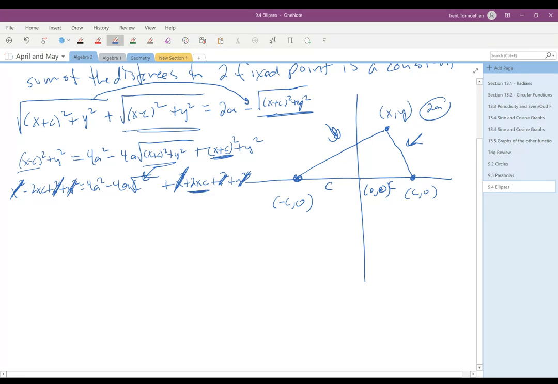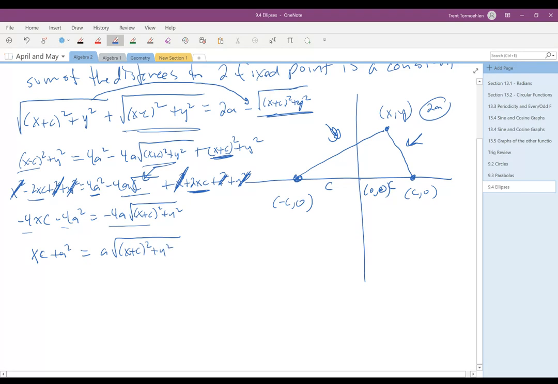We can combine these together, and then we're going to try to isolate the radical. So we're going to leave this on the other side, and we're going to subtract 4a squared. So that's going to give me negative 4xc minus 4a squared equals negative 4a times the square root of x plus c squared plus y squared. Now I want to divide through by negative 4, because I've got a negative 4 in all three of these terms. And so that's going to give me xc plus a squared equals a times the square root of x plus c squared plus y squared.